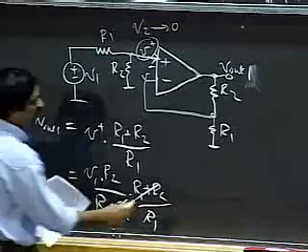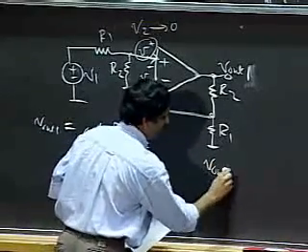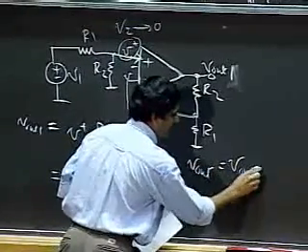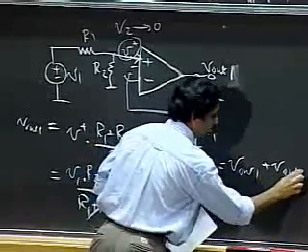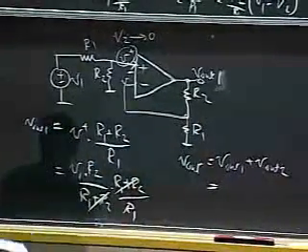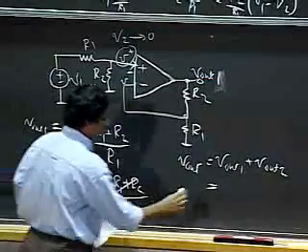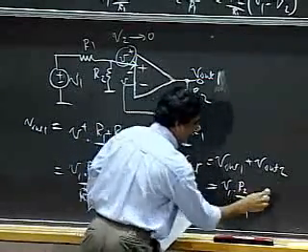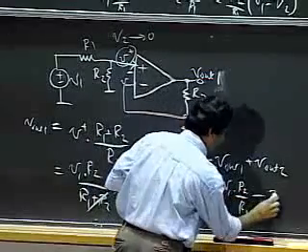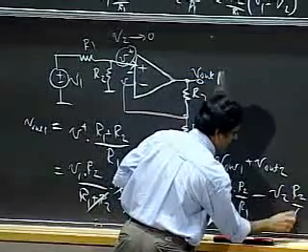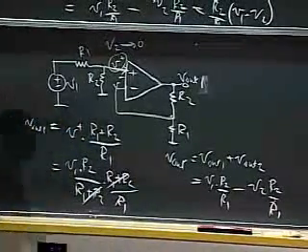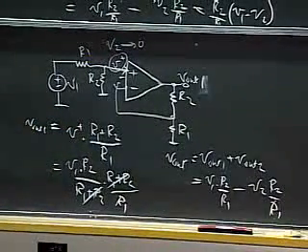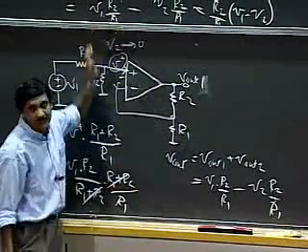So to get Vout, I add up the two. Vout is Vout1 plus Vout2, which is my goal. And that is simply V1 R2 by R1 minus V2 R2 by R1. Okay, thankfully, what we have here is the same as here.